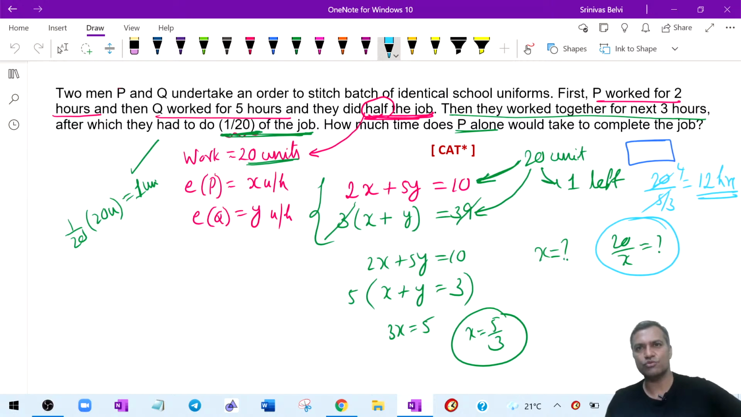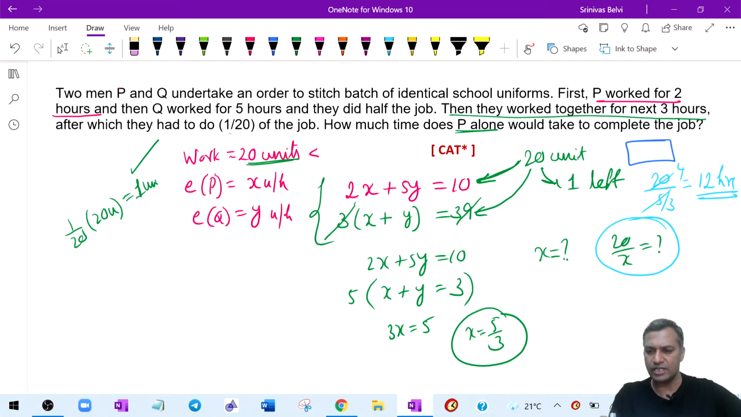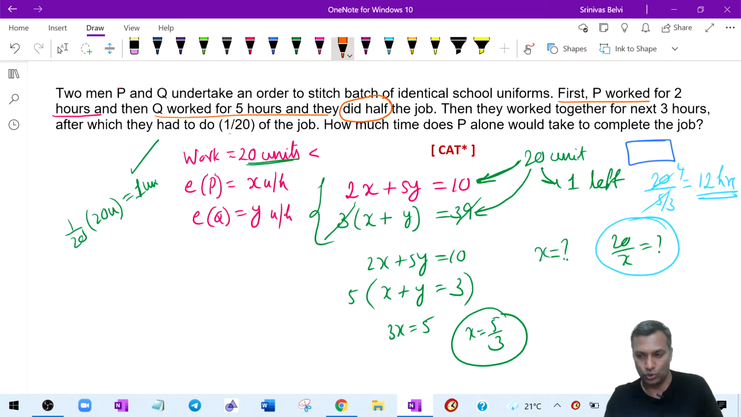How 10 minus 1 not 20? See, why are you not continuing the story? The story continued, man. Listen. First P worked for 2 hours and then Q worked for 5 hours. They already did half the job. They took some rest maybe, I don't know. Whatever happened. Then the word is then they work together for 3 more hours. It's a continuation of the journey. The word is then they work together. It is not an isolated journey.